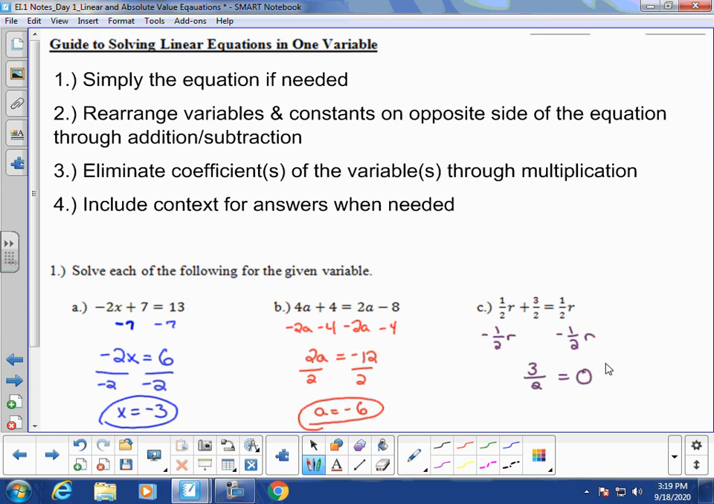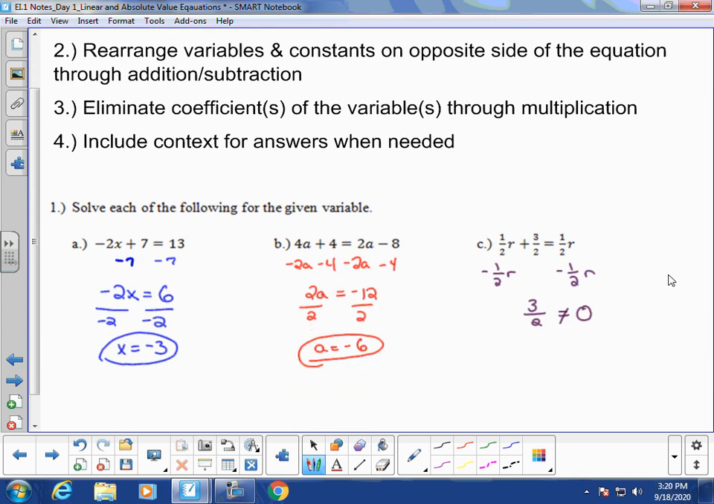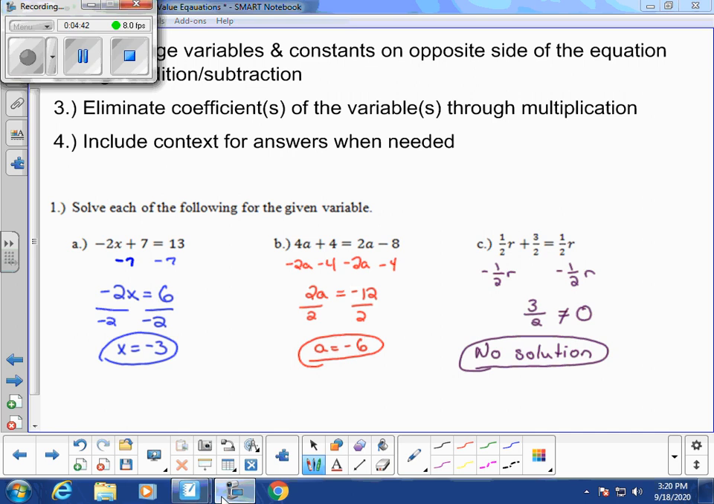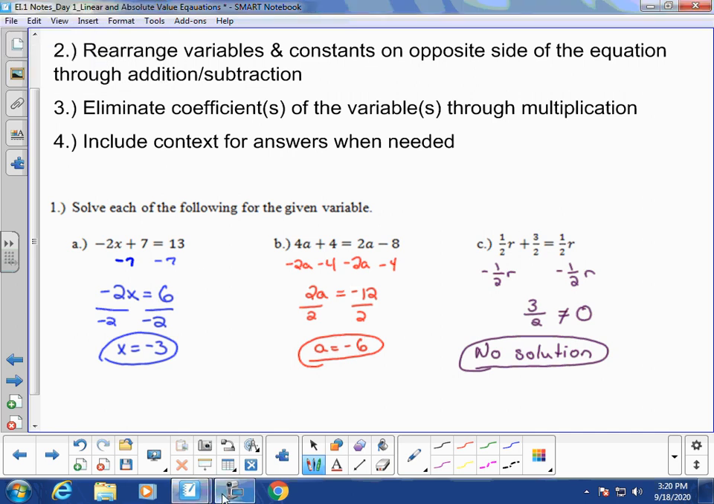So I get this equation now. There's no variable, and this equation says 3/2 equals 0. 3/2 does not equal 0. We know that's not true. And so this equation specifically is inconsistent, meaning that there is no solution here to r. There's no value for r that you could substitute in and come out with an equation that's going to be equal on both sides.